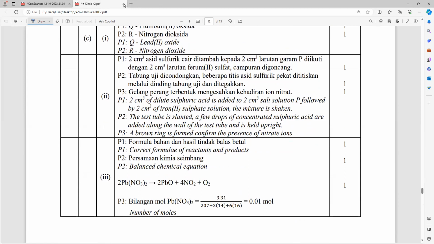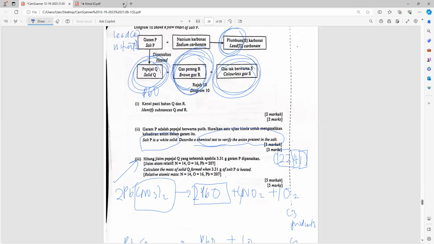So there are many ways to answer this question. Are you looking at my marking scheme now? Yes, sir. Okay. Now, if you're looking at the marking scheme, for point number 1, I don't like the way they answered. Point number 1, they say, add 2 centimeter cube of salt solution. So this is the mistake. Students always forget. I go back to the question. This is salt P. Now, salt P is a solid. If you don't add water to it, you cannot do the experiment.